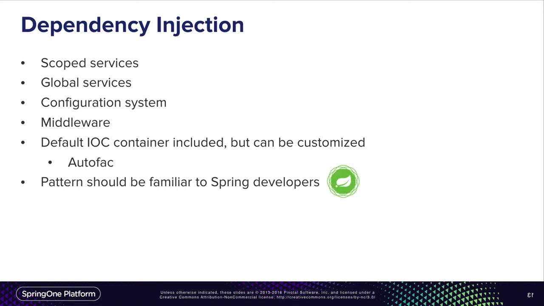The entire configuration subsystem can be injected into your controller, so you have access to the config values, and we'll be showing some of that later. You can inject middleware, and then you can also inject the dependencies for your middleware through DI. It comes with a default container, and that's usually the one we use, but if you have a preference or if you're migrating an application that already used a different container, you can customize it and use your own.